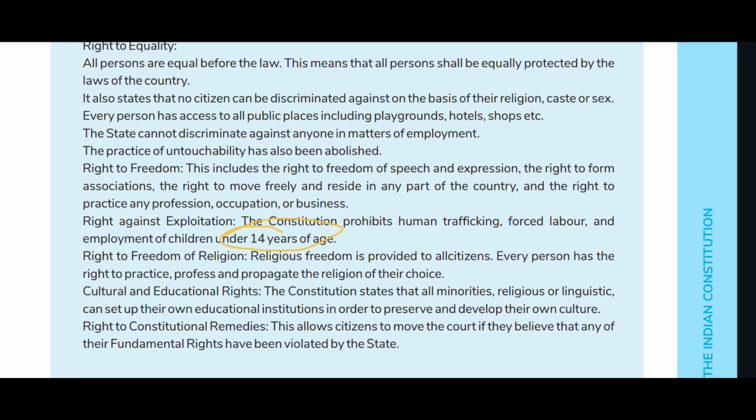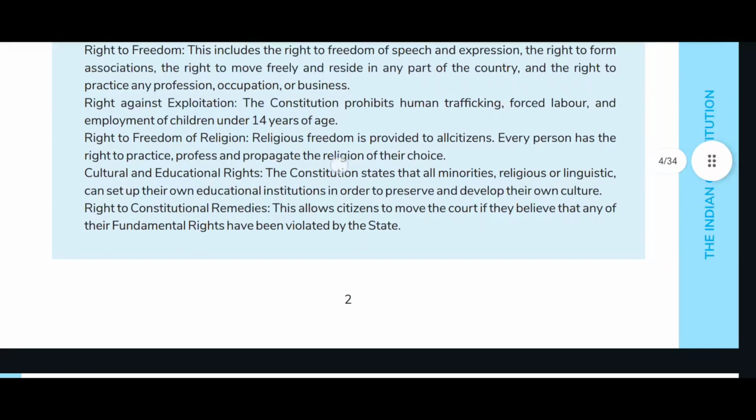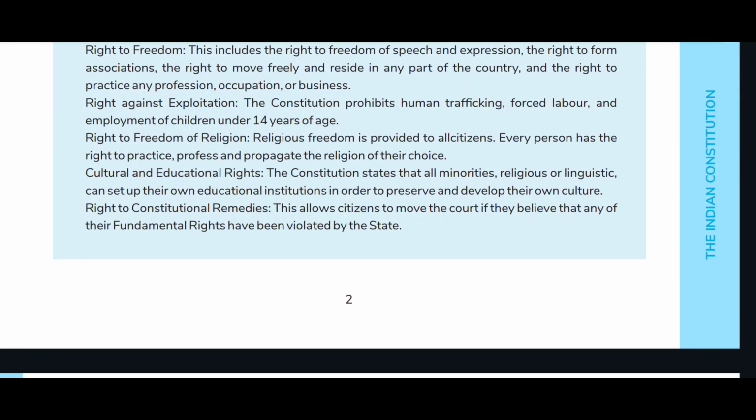Right to freedom of religion. Religious freedom is provided to all citizens. Every person has the right to practice, profess, and propagate the religion of their choice. Cultural and educational rights. The Constitution states that all minorities, religious or linguistic, can set up their own educational institutions in order to preserve and develop their own culture. Right to constitutional remedies. This allows citizens to move the court if they believe that any of their fundamental rights has been violated by the state.